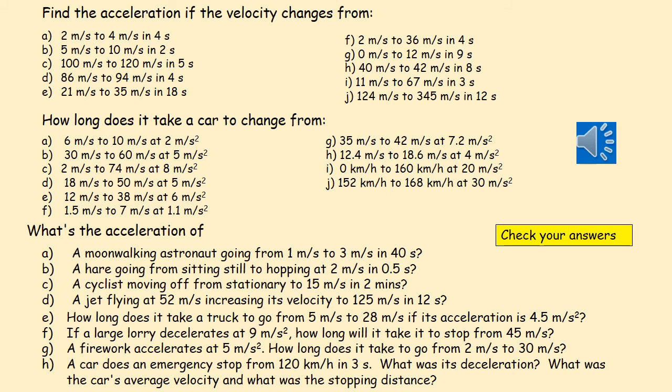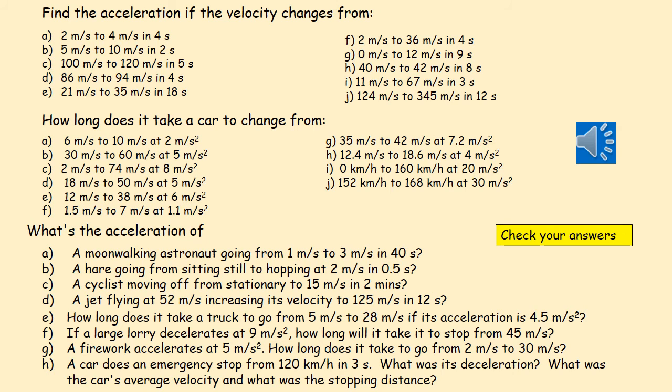The second batch, you had to rearrange the equation from acceleration is change of velocity over time to time equals change of velocity divided by acceleration. So the units for all of these will be seconds. A is 4 over 2, giving you 2. B is 30 divided by 5, which is 6. C, 72 divided by 8, which is 9.